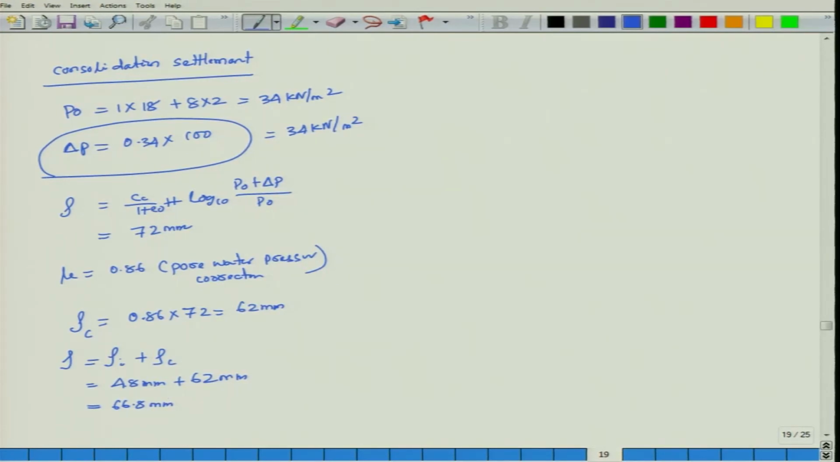So I will stop it here. Next class I will go by means of the stress path method to find out the settlements.